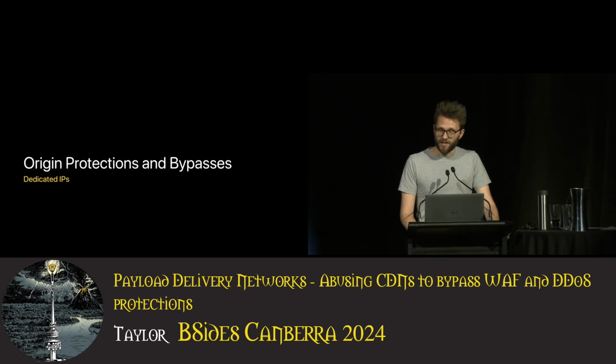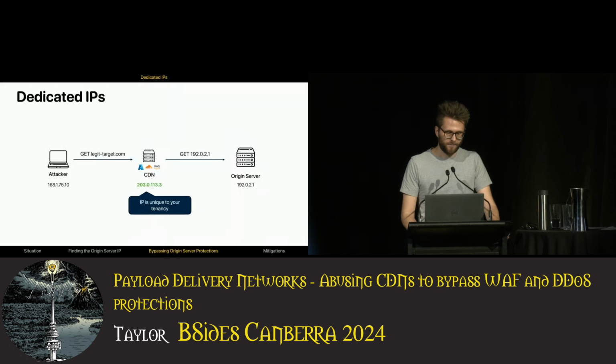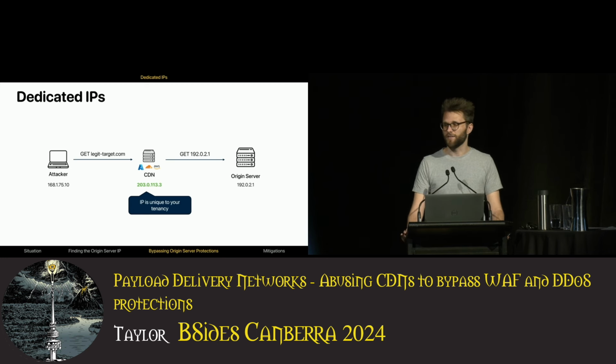The next one is dedicated IPs. This is if you go back to the idea of allow listing IPs, but you want to try and find an IP that's unique to your tenancy. Right? So this is a CDN IP, but not one that's used by workers or other shared services on the CDN, and one that's specific to your zone. That way you can safely firewall off all the IP traffic except for the one that comes from this very specific IP.